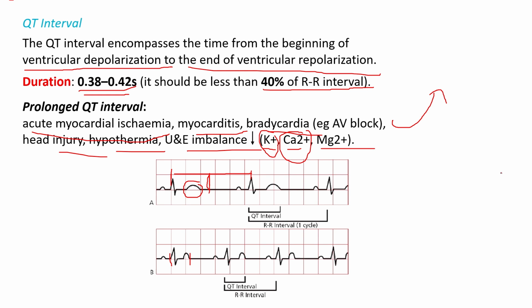And sometimes this can also happen by some drugs, for example, sotalol. It's a beta blocker, and at the same time it blocks the potassium channels. That's why it can decrease the potassium and also increase the repolarization time. And as a consequence, the QT interval will be prolonged.